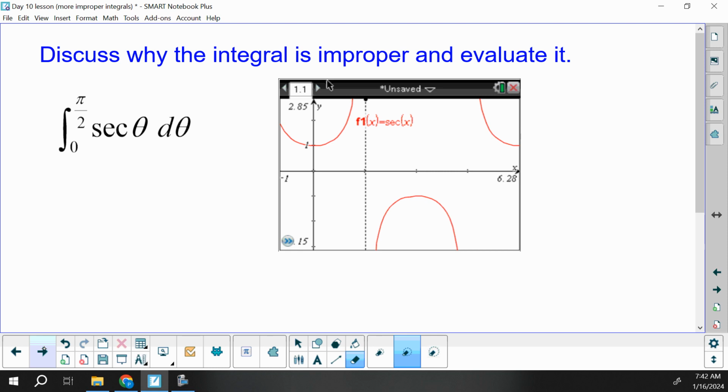All right, for our last one, we're looking at secant on 0 to pi over 2, which is like that there. So the problem is the pi over 2. So we're going to do limit as b approaches pi over 2 from the left. So this will become integral 0 to b of secant theta d theta.